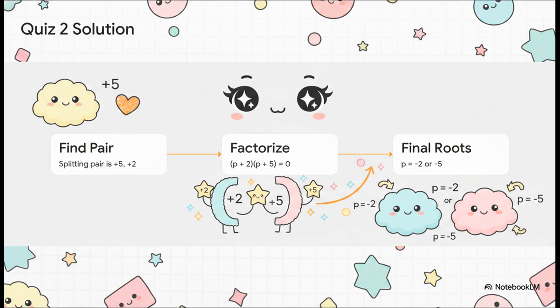Step 1, that splitting pair is +5 and +2. Step 2, factorize that straight into (p + 2)(p + 5) = 0. And step 3, solve for p by flipping those signs to get our final roots. p equals -2 or -5. Honestly, you're getting really good at this.